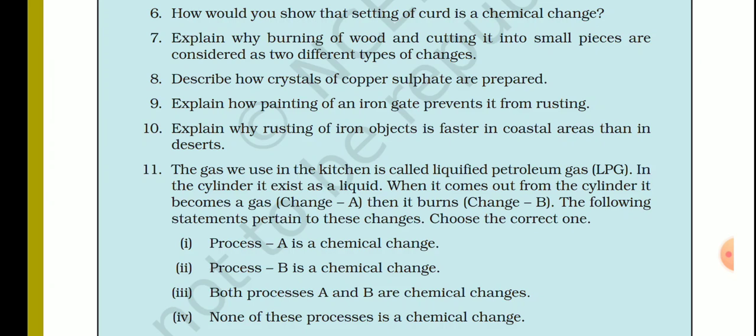Now, first of all, take a look at what is change A. Change A is converting a liquid into a gas, meaning only a state change, and then it is the burning of a gas. Definitely change B is a chemical change, because it is burning, it will require oxygen. But change A, when it comes out of the cylinder it becomes a gas, and inside the cylinder it was liquid. So the change is just liquid to gas, only the state has changed. So change A is a physical change. So the correct option will be option number 2. Process B is a chemical change. Clear, students? Let's move on to the next question.